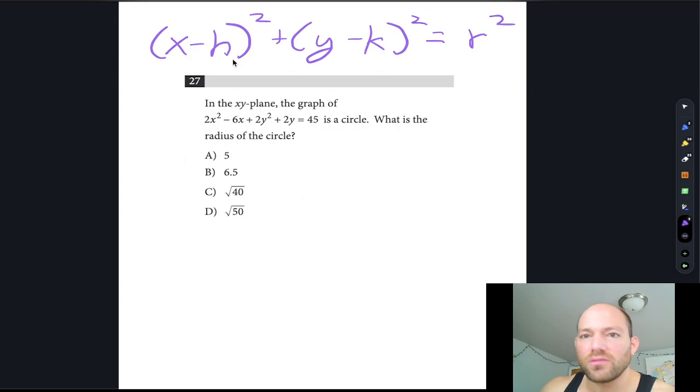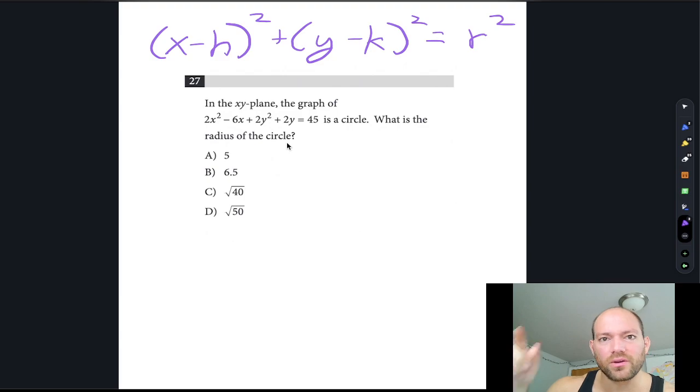But if the equation is not in this form, this parentheses squared stuff going on, if it's like this, an x squared term and an x term and a y squared term and a y term, it tells us nothing. Just like how they can give you a linear equation, the equation of a line, in different forms, but it'll only really tell us something if it's in y equals mx plus b form. We can look at it and get the slope and the y-intercept.